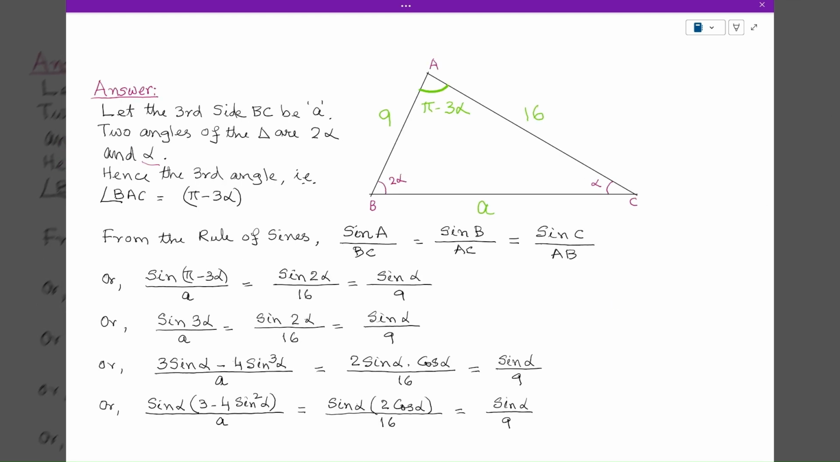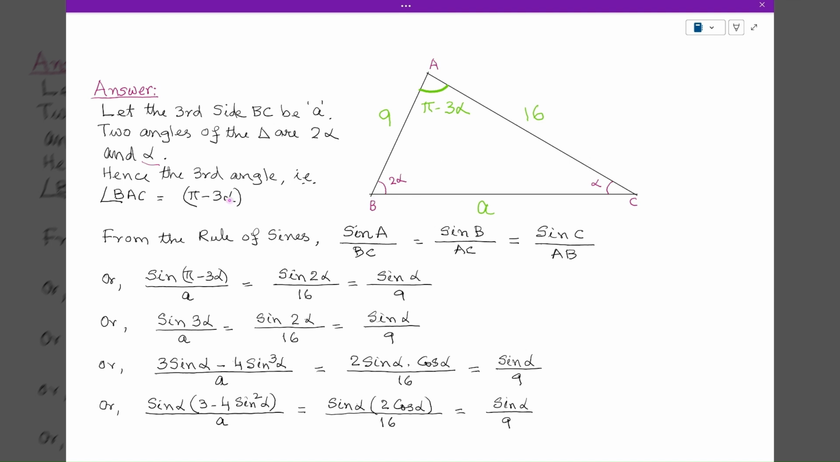Redrawn the triangle and we have shown the sides. AC is equal to 16, AB is equal to 9, this angle is alpha, this angle is 2 alpha, and if we call the third side BC as A, then the two angles, that is ABC is 2 alpha, ACB is equal to alpha.